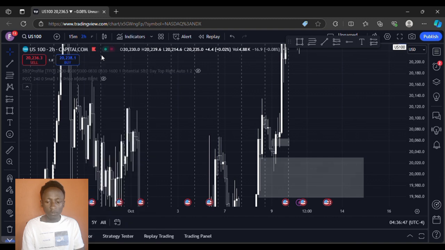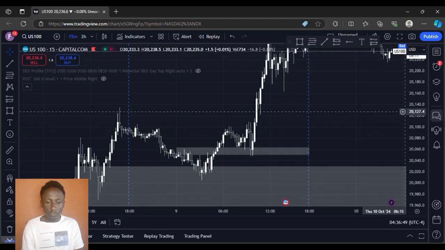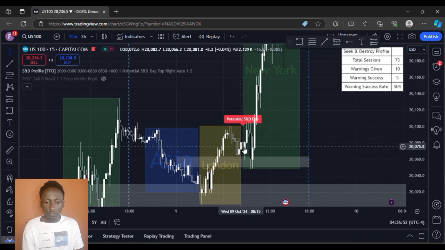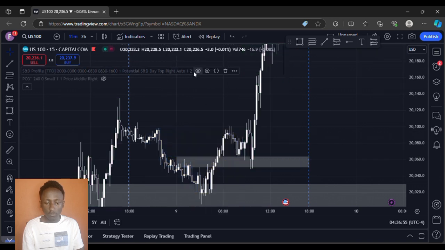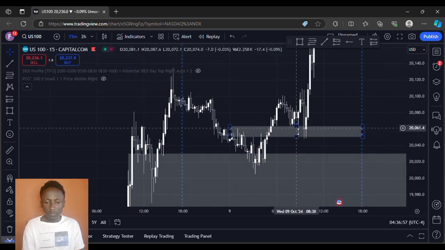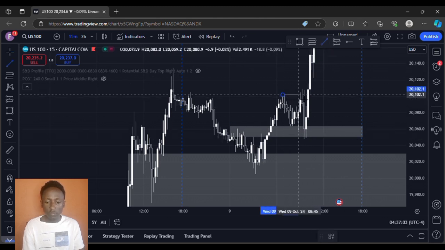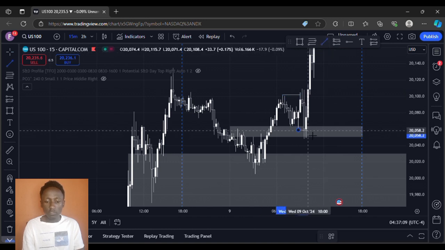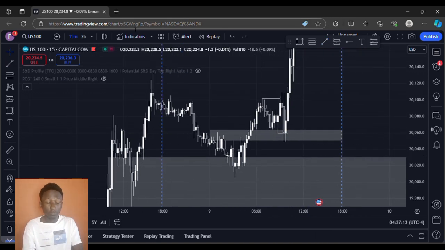Zoomed in on a lower time frame. As you can see, during the start of New York session, at 8:30, price first came out, took this internal buy side, and then came down and took out this sell side, while also holding this 2-hour imbalance. Zoomed in on a lower time frame.